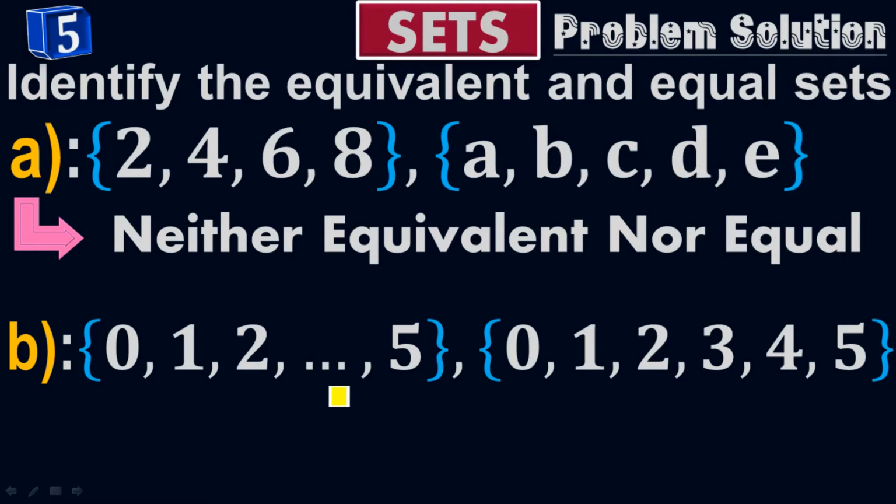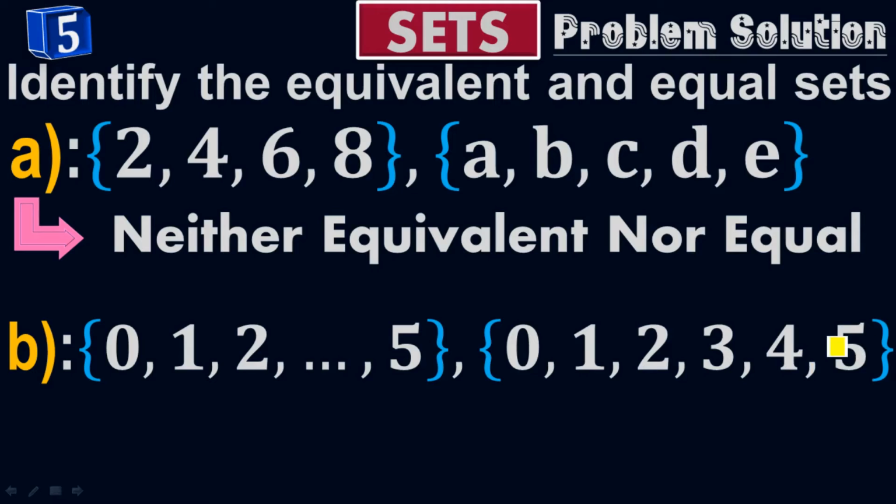Part B. Again we have two pairs of sets. Number 1 is the set of the whole numbers from 0 up to 5. 0, 1, 2, 3, 4, 5. Second set is also the set of whole numbers from 0 up to 5. So we can see here that in first set we have first 6 whole numbers. The elements are 6. From 0 up to 5 we have 6 elements. Similarly, we have 6 elements in the other set from 0 up to 5. 1, 2, 3, 4, 5, 6.